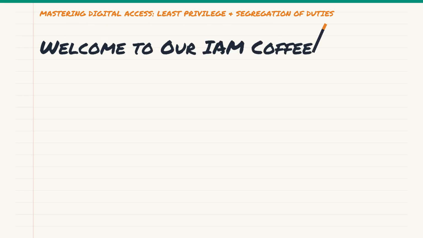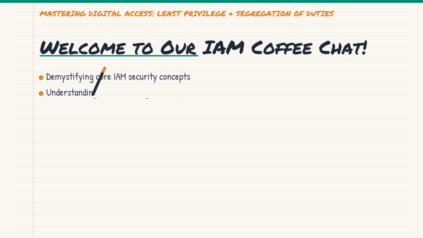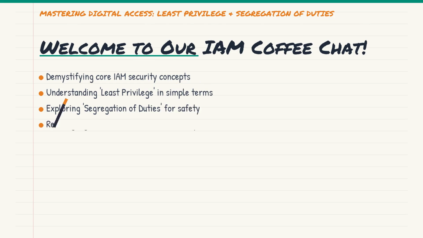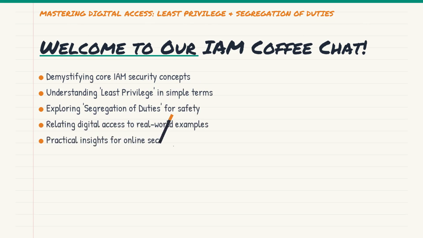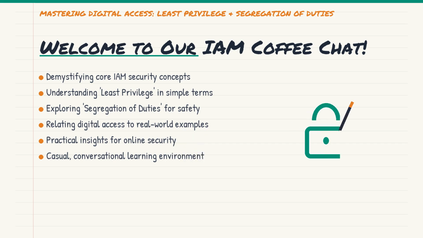Hey everyone, and welcome to another chill session on identity and access management. Grab your favorite drink, because today we are tackling two superpowers in the world of digital security, the principle of least privilege and segregation of duties.